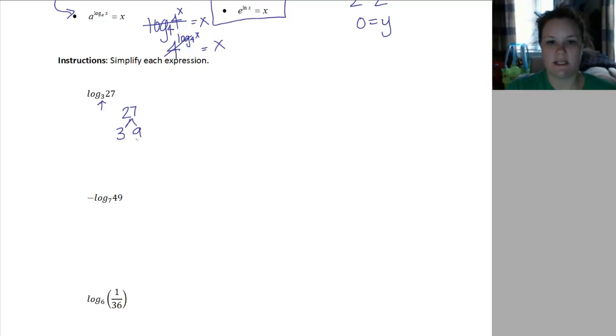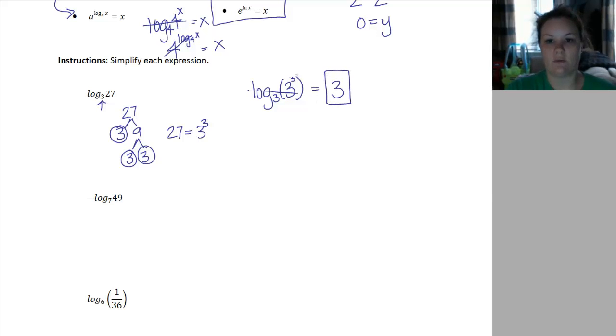27 is 3 times 9. 9 is 3 times 3. So notice I have 3 copies of a 3, which means that 27 is the same as 3 cubed. Okay, so I can rewrite this log as log base 3 of 3 cubed. And then using the powers we just went over, since I have log base 3 and I'm evaluating exponential base 3, those cancel. And this just equals 3.